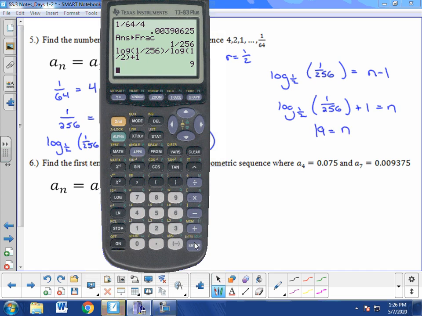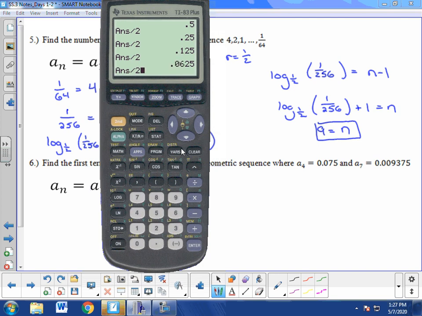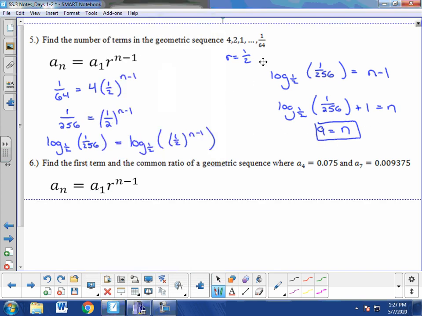So there would be 9 total terms in this expression to get us to 1 over 64. And we could check this. So let's leave off at 1. 1 divided by 2, that's the fourth, the fifth, the sixth, the seventh, the eighth, and the ninth. And if I put that into a fraction, that is 1 over 64. So it is 9 total terms to get to 1 over 64.